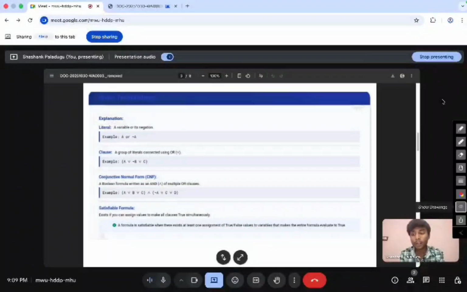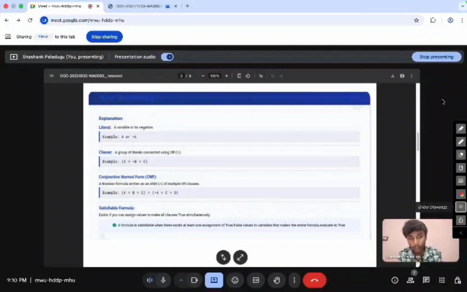Before we understand the 3-SAT problem, we must learn a few basic terms like literal. A literal is simply a variable or its opposite. So A and not A both are literals. You can think of it like A is you telling the truth, not A is you telling a lie. Both represent the same person but with opposite actions.